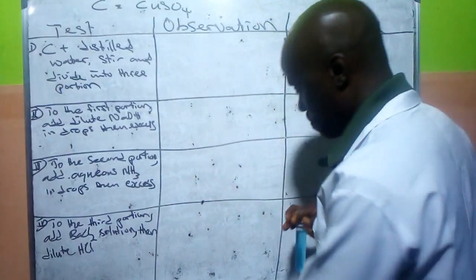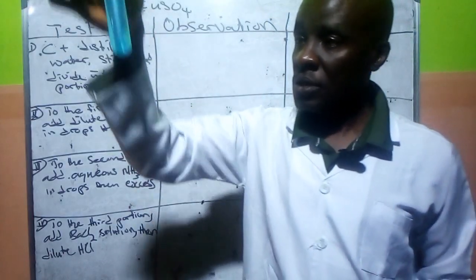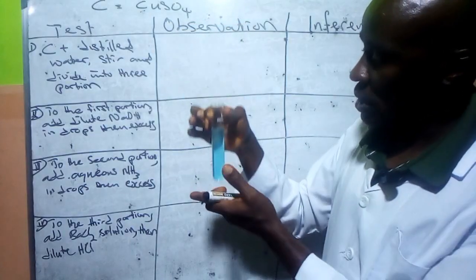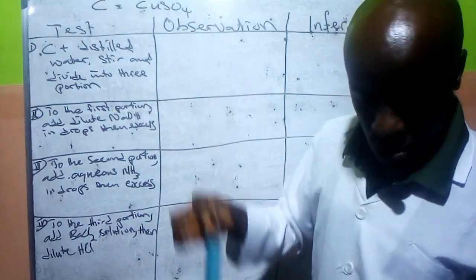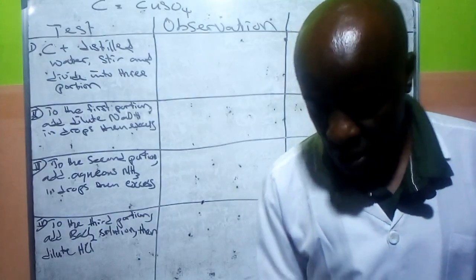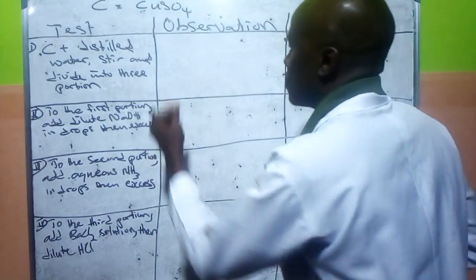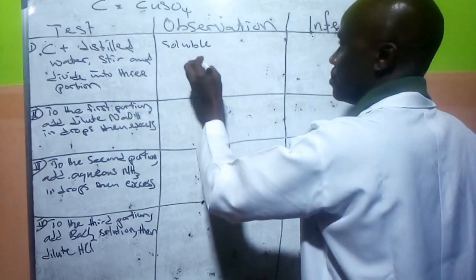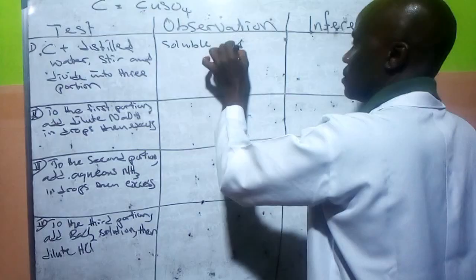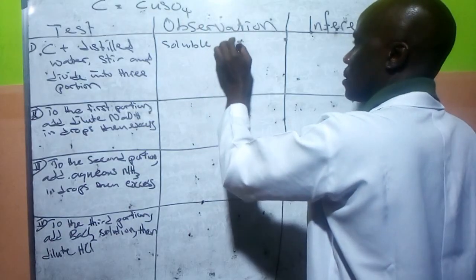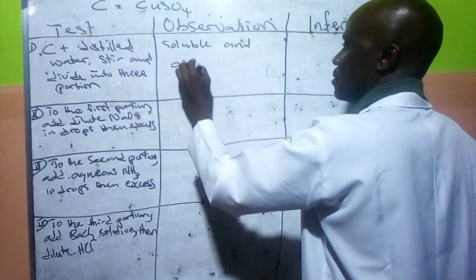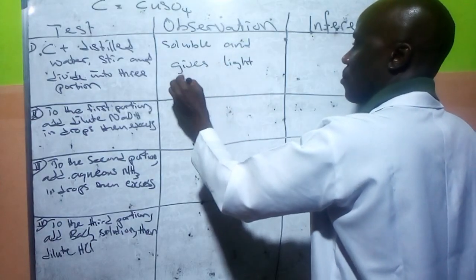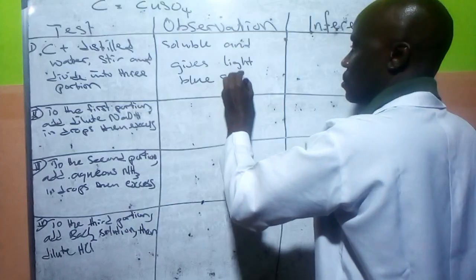Based on what we have, you can see that it is soluble in water, giving us a light blue solution. So in the observation, we write: soluble and gives light blue solution.